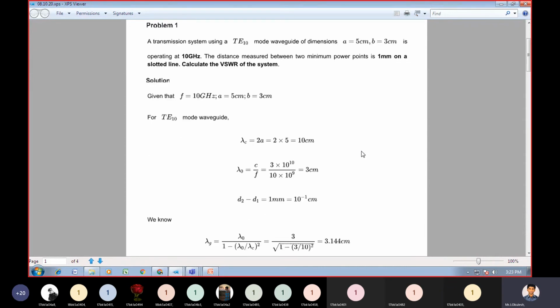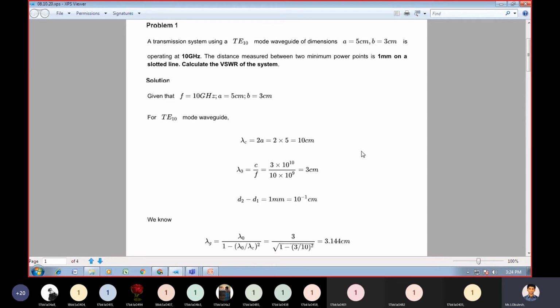A transmission system using a TE10 mode waveguide of dimensions a equals 5 centimeters, b equals 3 centimeters, is operating at 10 gigahertz. This is a microwave signal, because the signal frequency is above 1 gigahertz. The distance measured between two minimum power points is 1 millimeter on a slotted line. Calculate the VSWR of the system.